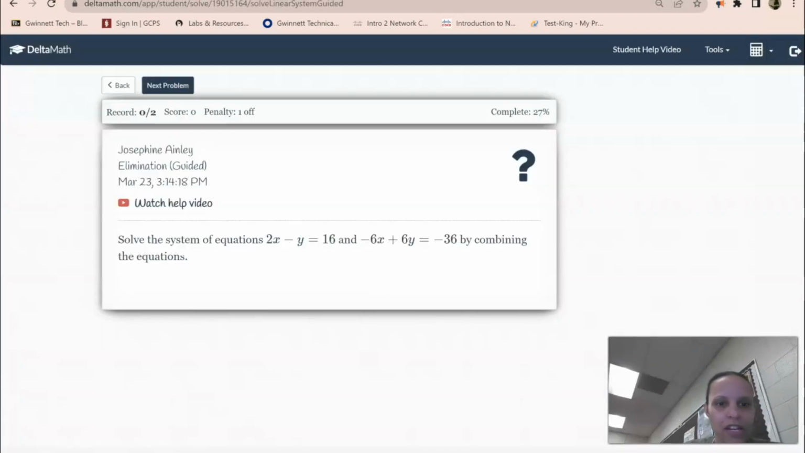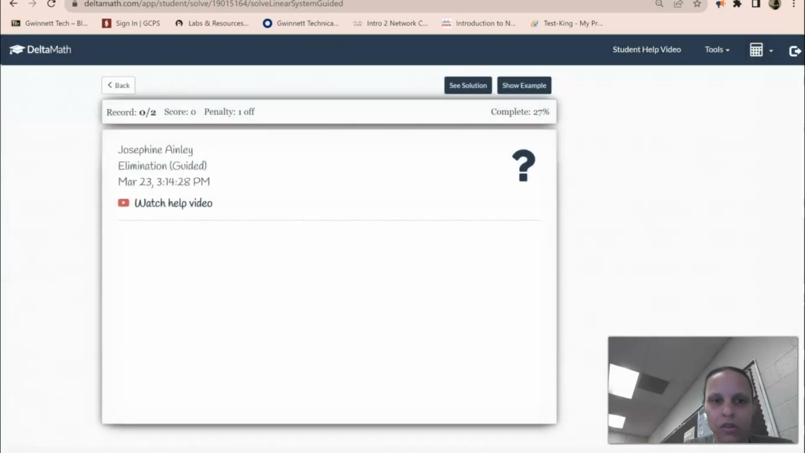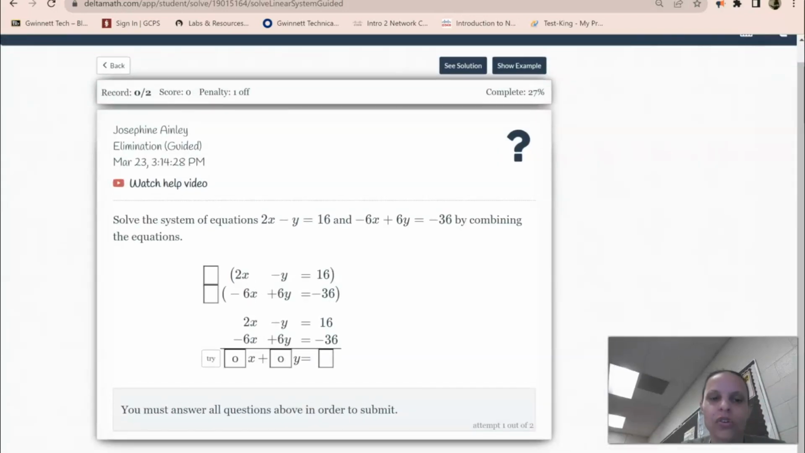All right, elimination. I put this as guided because it might have been a while since you've done this. So solve the systems of equations by completing the squares, completing each step. There we go. All right, so remember, for it to eliminate, you have to have the same x's but opposite, or the same y's but opposite. So it doesn't matter which one you choose.